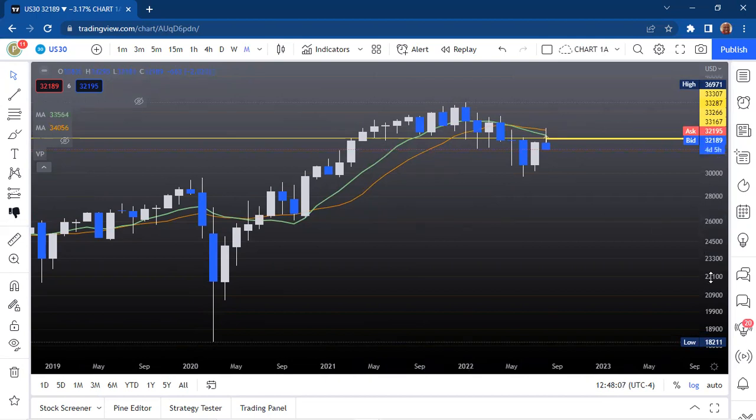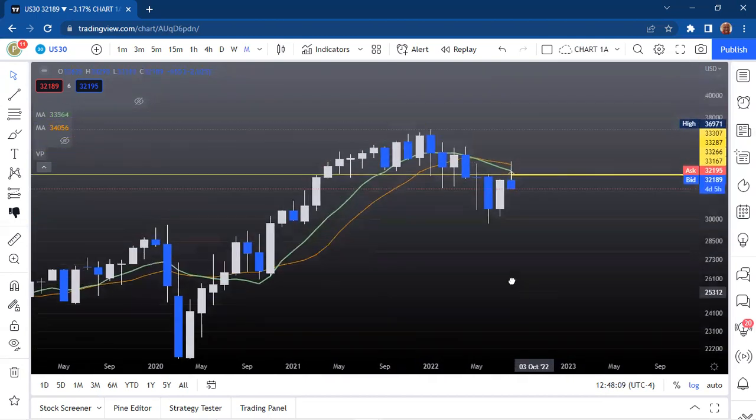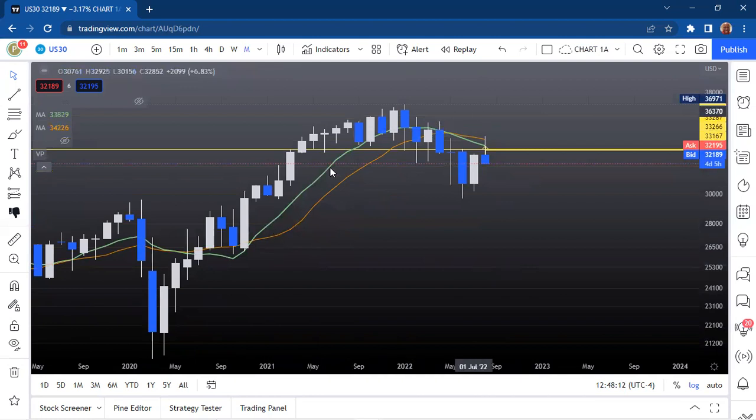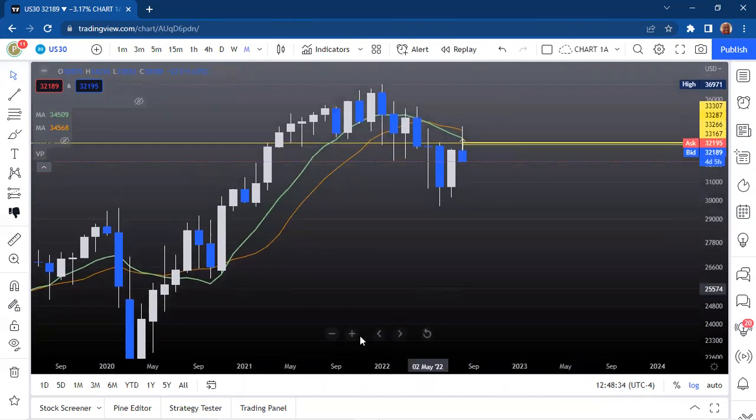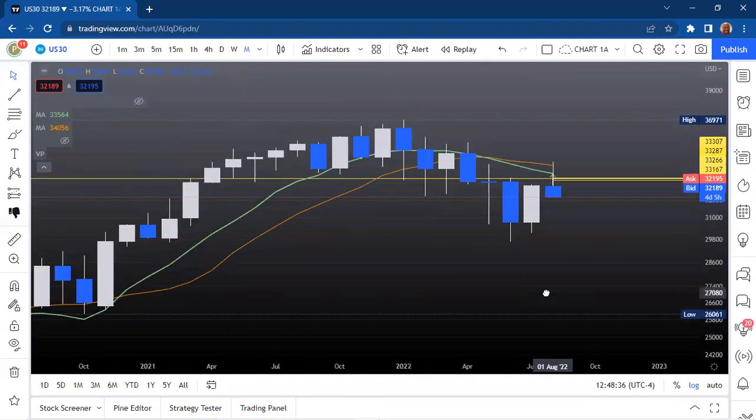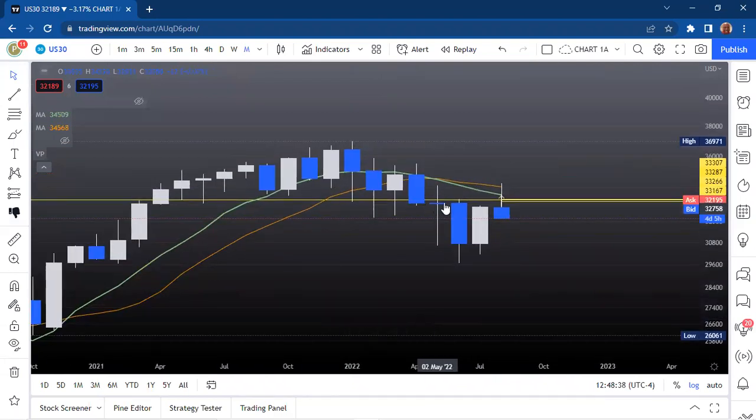My psychological level is pretty much looking at my moving averages. My green line is what I really focus on to tell me what direction the market's going. So you can see it's sloping downward, right? And then we see a doji candle right here.